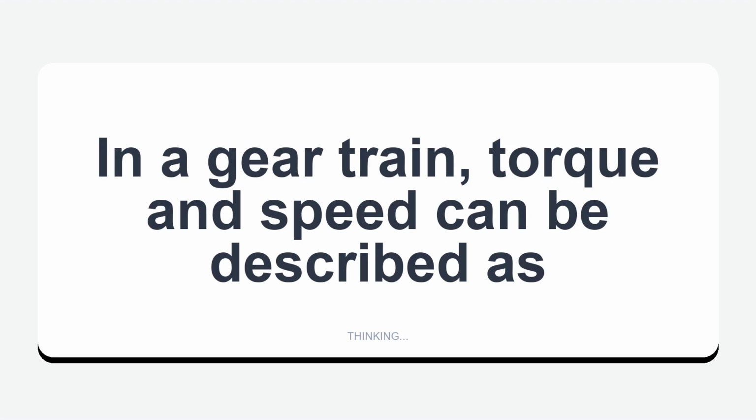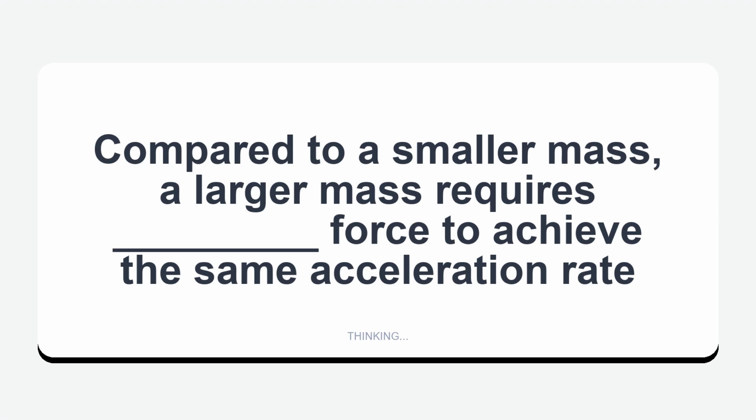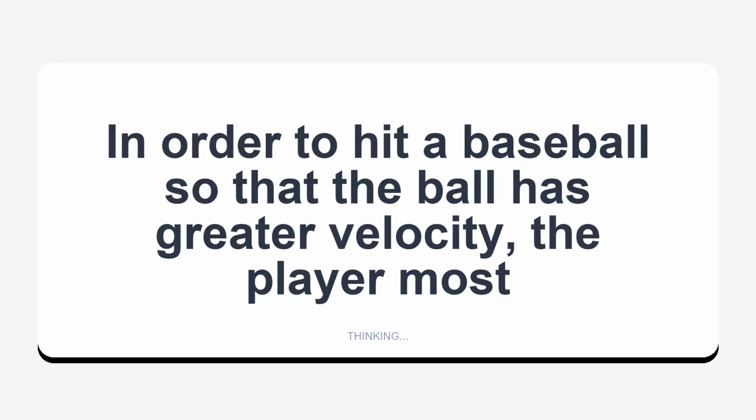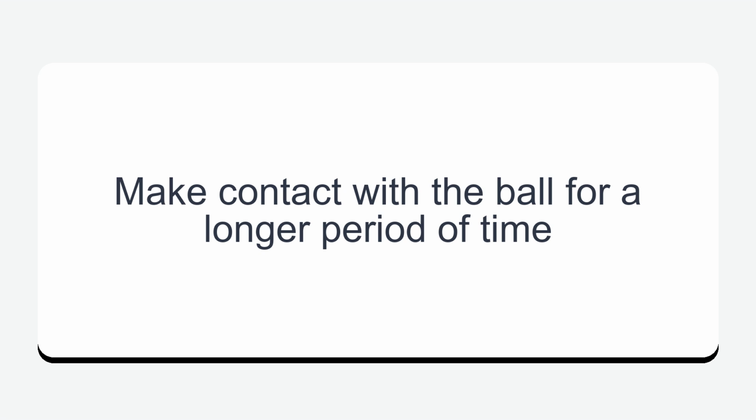In a gear train, torque and speed can be described as inversely proportional. Compared to a smaller mass, a larger mass requires more force to achieve the same acceleration rate. In order to hit a baseball so that the ball has greater velocity, the player must make contact with the ball for a longer period of time.